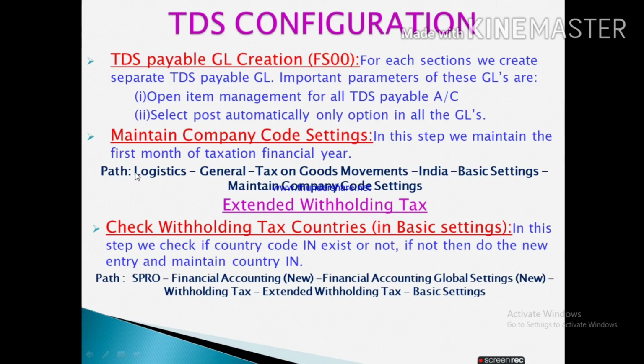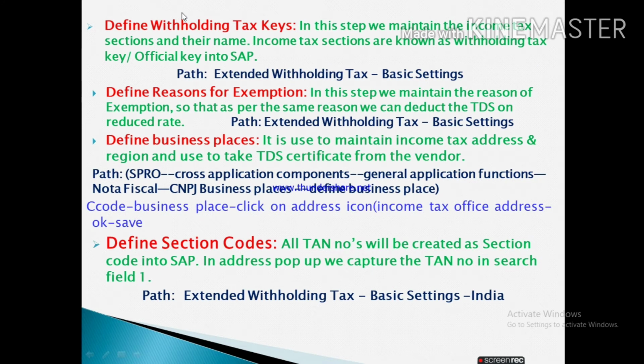Now next step is define withholding tax keys. Friends, withholding tax keys means the income tax sections like 194C, 194G, 194D. These are the sections. So in SAP, this section is known as withholding tax keys, or you can say official keys. So this is the path.